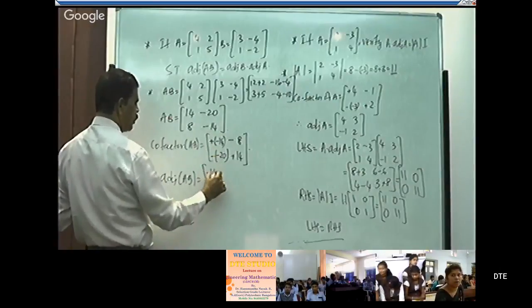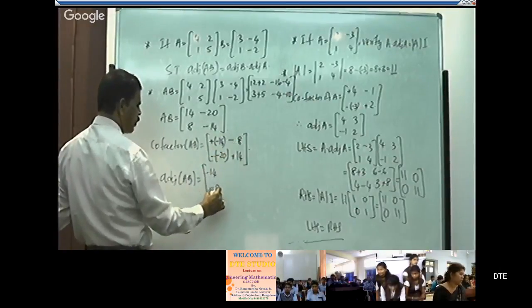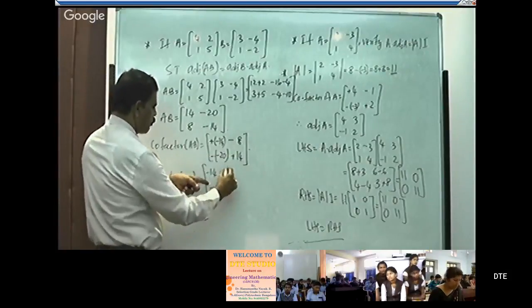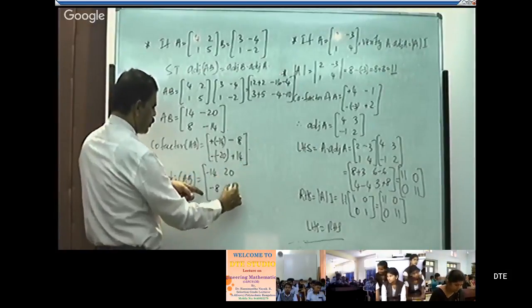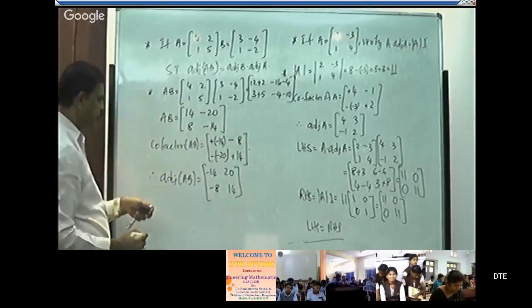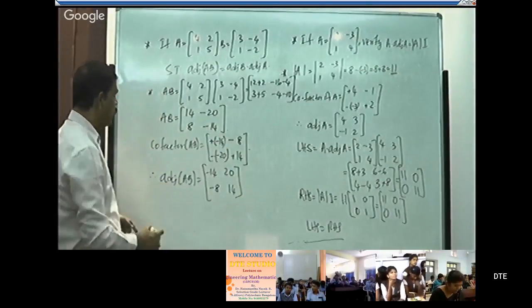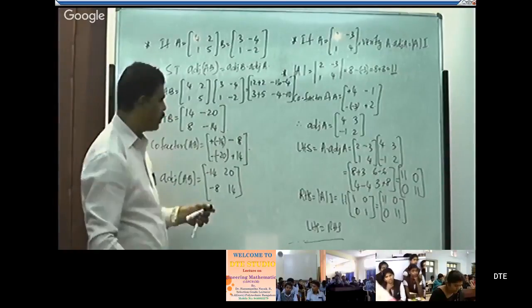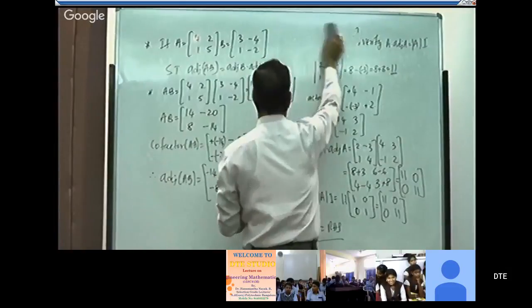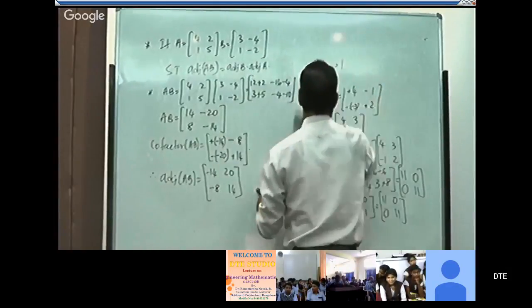Therefore, adjoint of AB, just transpose it. Minus 14, minus 8. First row is made as first column. Minus of minus is plus 20, 14. Second row is made as second column. This is adjoint of AB. Then find out adjoint of B, adjoint of A, and then take the product.